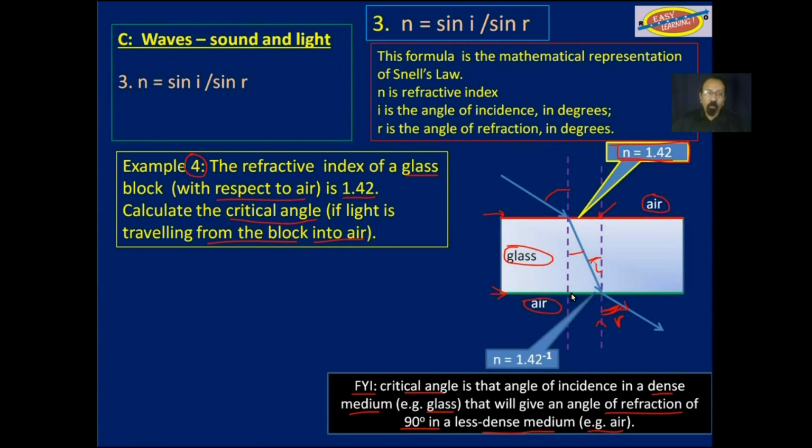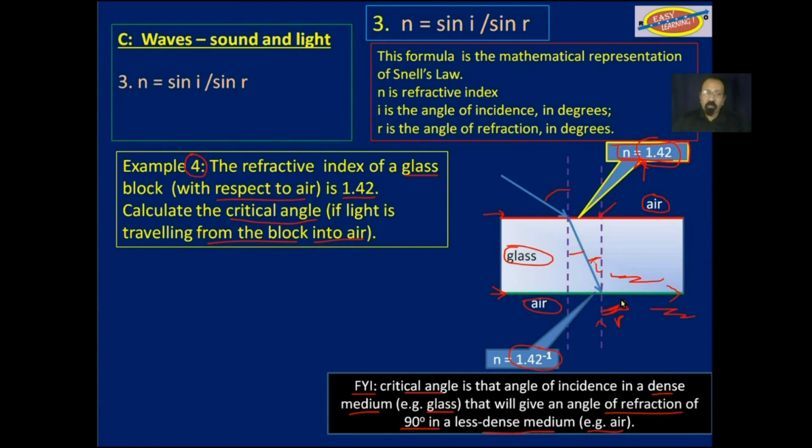Well, the refractive index at this point will be the inverse of what we had up here, because when we were going from air to glass, the refractive index is 1.42. If we are now going the reverse, from glass to air, the refractive index will be the inverse of that. So what we are doing here, we are going from glass to air, so it will be the inverse of what we had up here. So let's take that out.